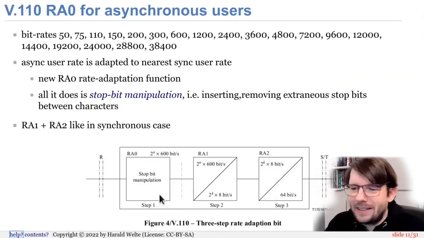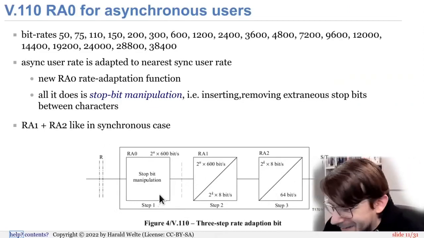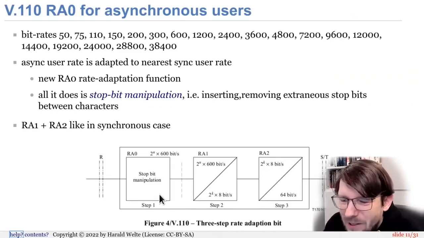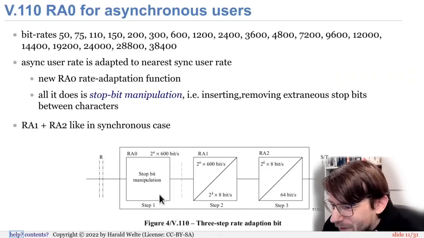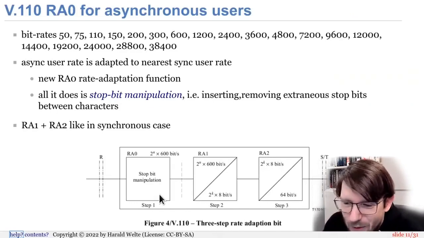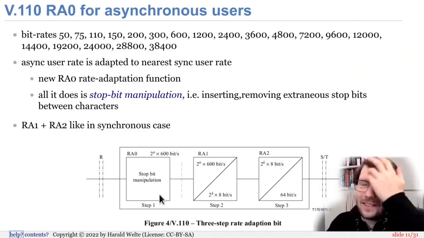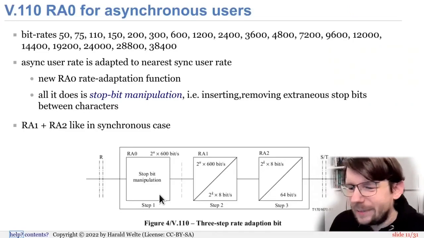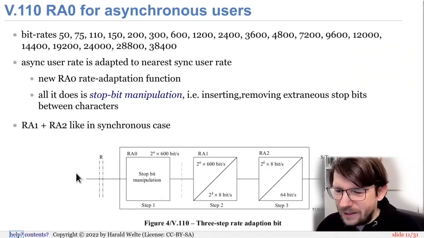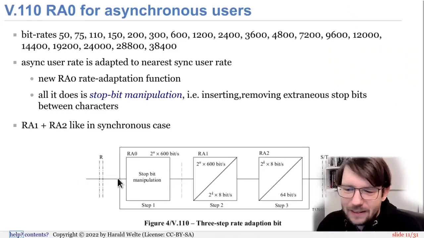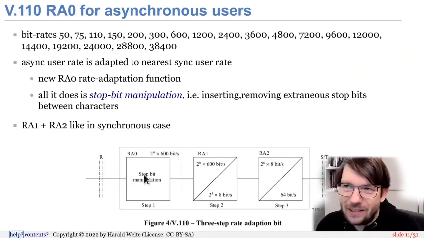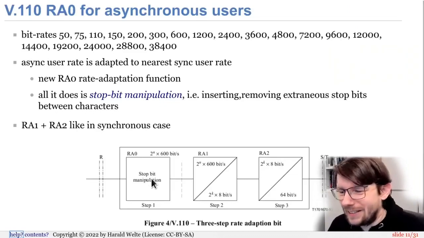And it took me quite some time to understand that until finally it's completely simple. All it does is stop bit manipulation, which means instead of the one or whatever number of stop bits is specified in your asynchronous user rate, it just puts additional stop bits at the end. So if, let's say, one character is received here, and then there's a pause until the next character is received, then the pause is simply a sequence of stop bits in the synchronous stream. That's all there is to it. It's super simple. Nothing fancy about it.